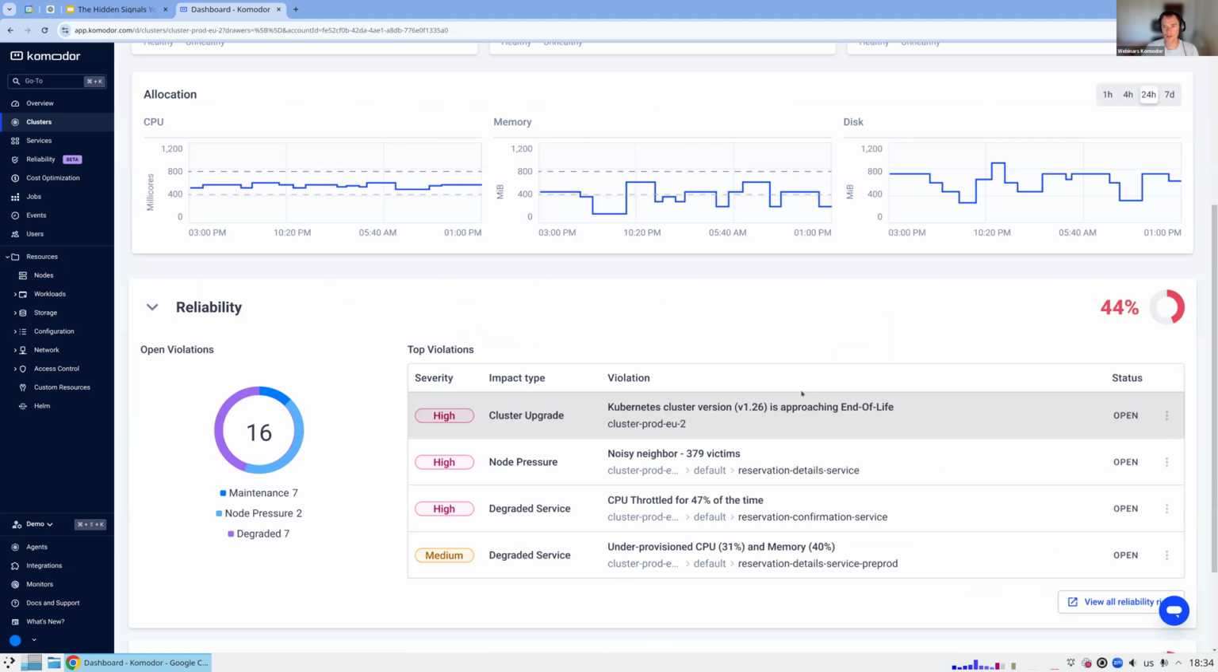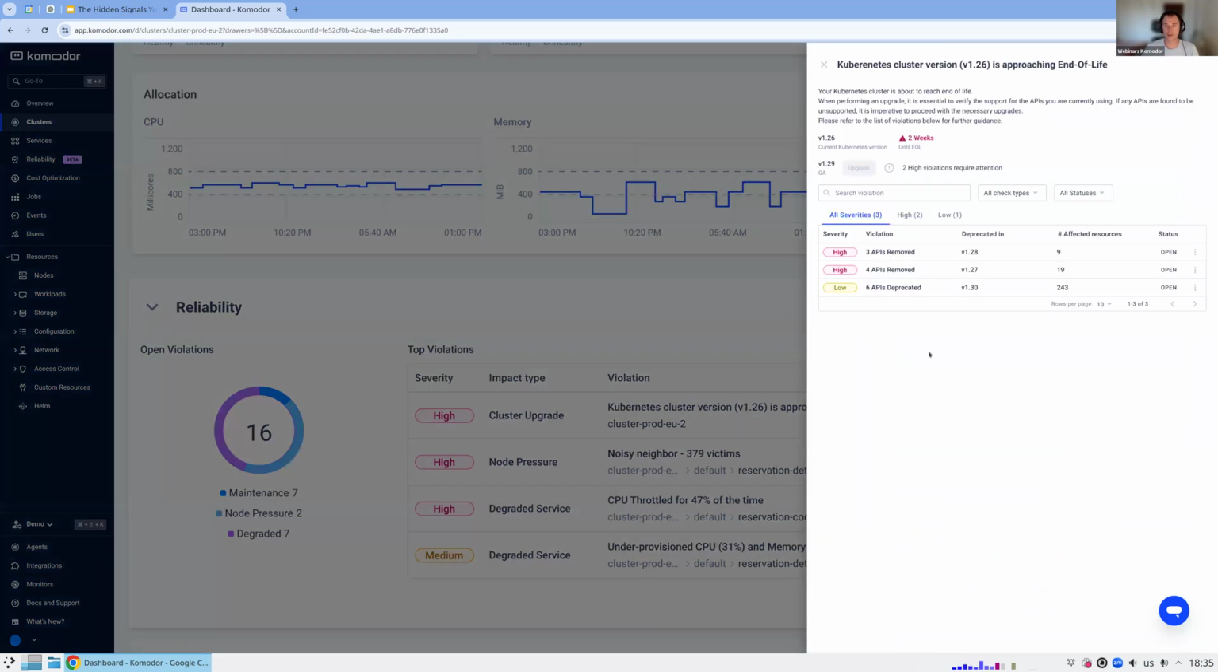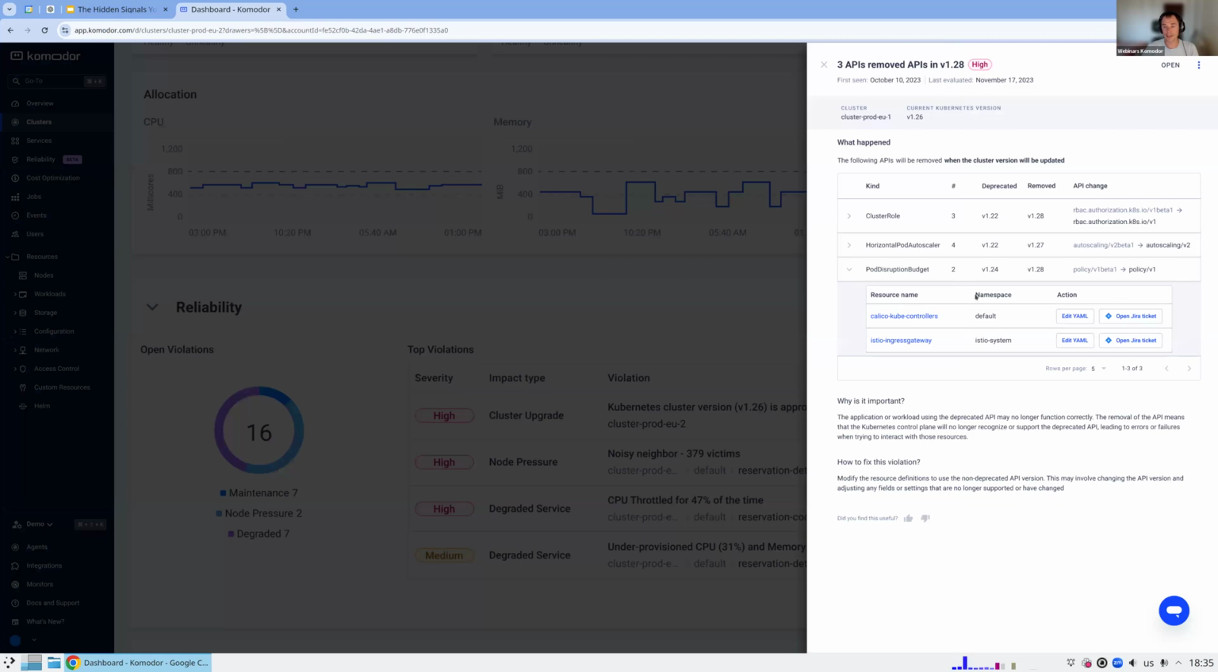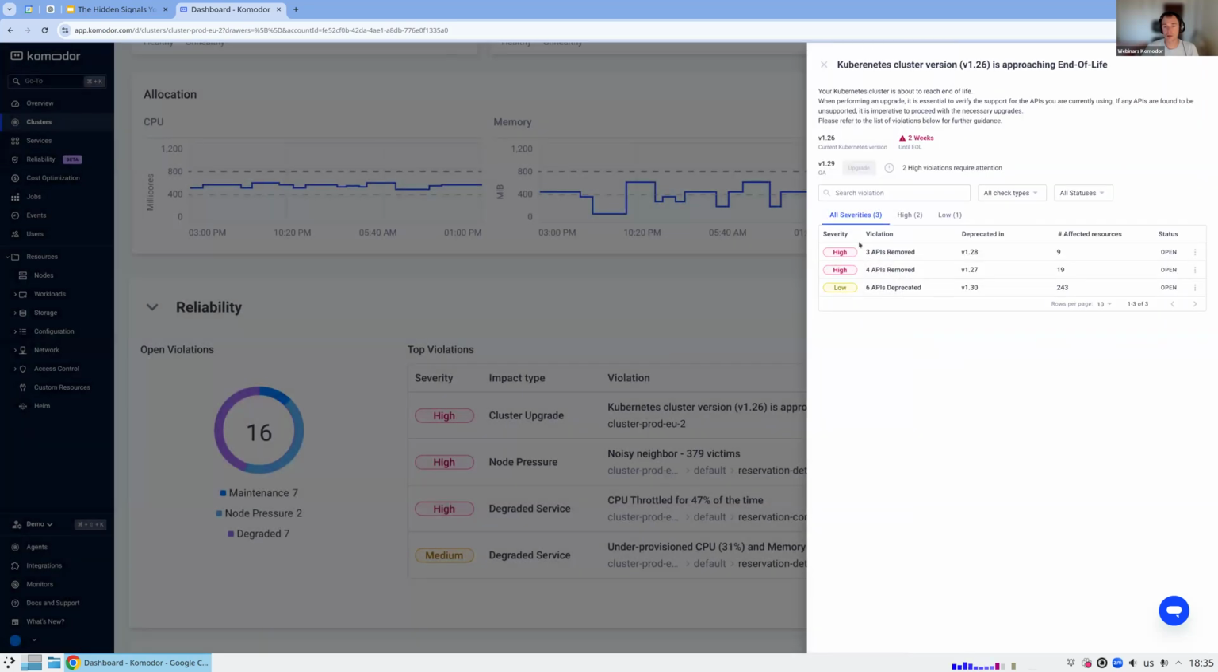So you can see in your cluster that the score is, there is some formula to score the reliability of the cluster. For example, you can see that there is a cluster that is approaching end of life, something that I described to you, how we calculated. You can see that there are some removed APIs that you can look into down to the level of individual resources. You can see that there is something you should do to be safe to upgrade. Right now, it's not safe to upgrade this cluster.